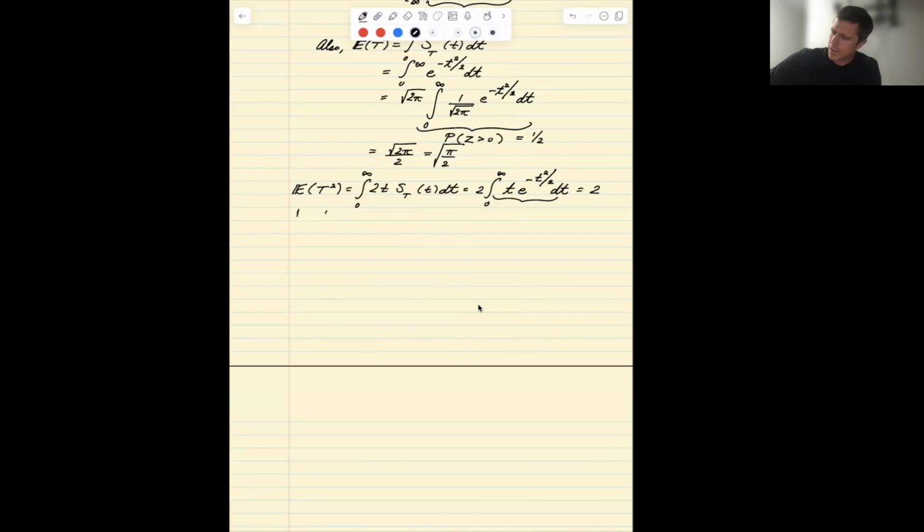And then the variance of T is equal to the expectation of T squared minus the square of the expectation. So this is 2 minus pi over 2. In this example, T is said to have the standard Rayleigh distribution. So this was what we defined in terms of having the linear hazard function, and we worked out properties from there.